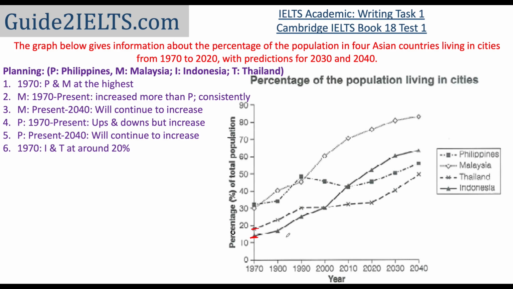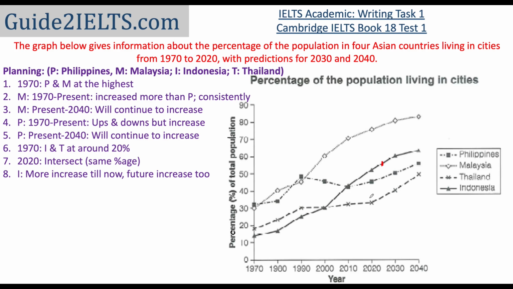And since these are the only two left, we can write these two together. So in 1970, both are around 20. After that, we see that they intersect. That is, they will have the same percentage in this year. After this intersection, Indonesia increases a lot more till present, that is till 2024. And in future, also it will increase. Malaysia also increases overall till now and in the future. And we can also mention that the percentage stays almost stagnant between 2000 and now.